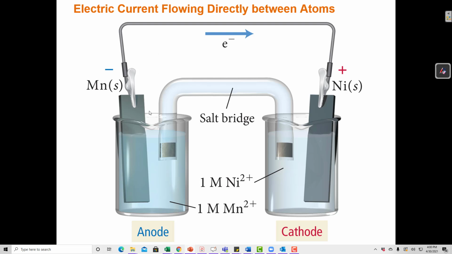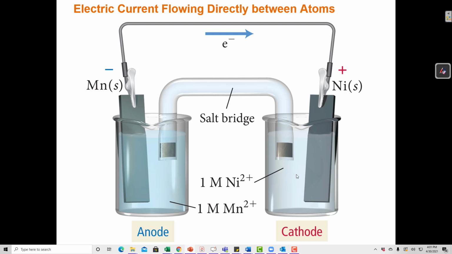Electric current flowing directly between the atoms involves the electrons going from one atom to the other, although I wouldn't say necessarily that this is directly between the atoms, because there's a more direct route. If I mix this solution and this solution together, the reaction will happen such that the electrons don't have to travel all the way over here to get to the next atom. The atom of manganese will be right next to the atoms of nickel. They'll be literally right next to each other, so the electrons can travel a minute distance, a nanometer, instead of having to travel all the way from here to here.